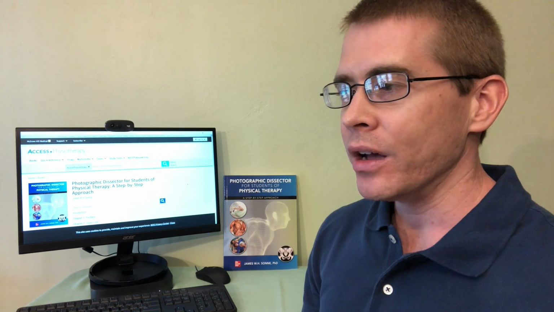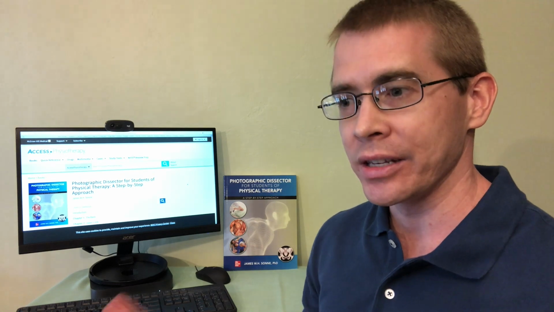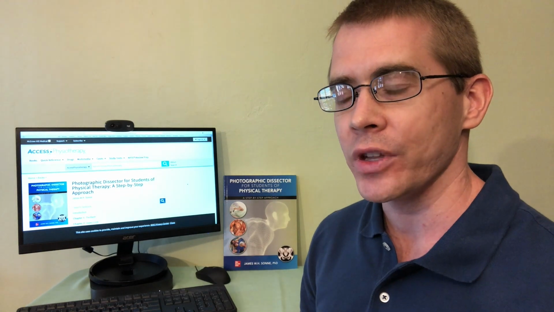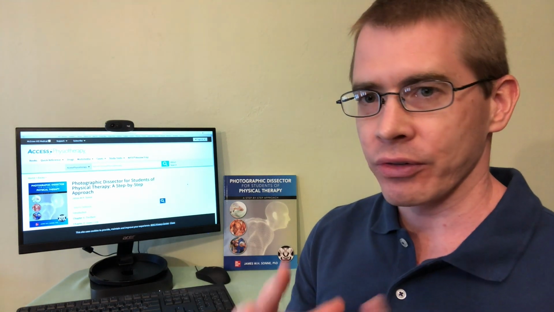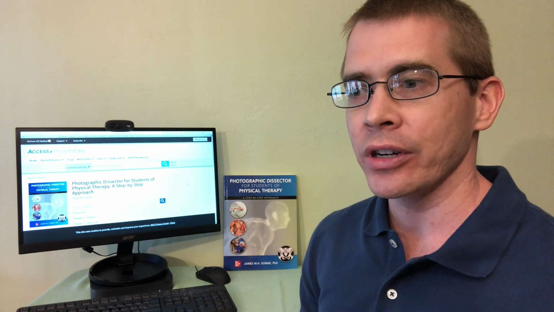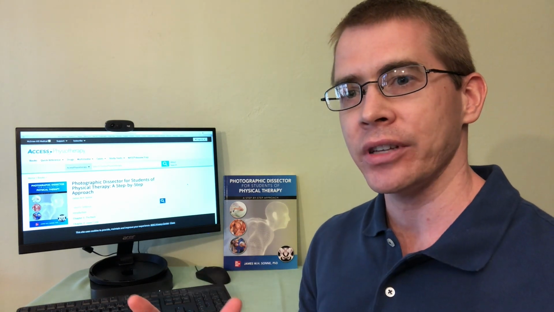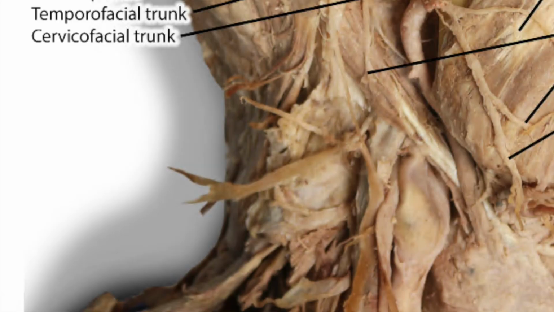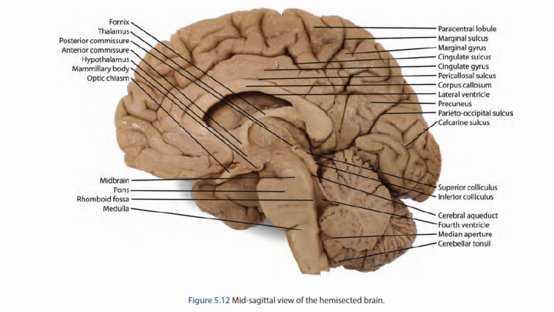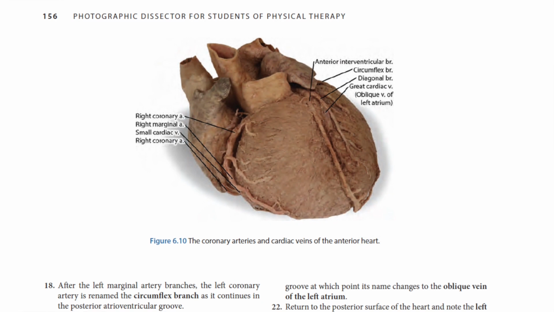Another unique aspect to this dissector, which is designed again for physical therapy students, is that it's divided into two different whole sections. The first focuses on the musculoskeletal system, and it aligns very closely with most kinesiology courses. Then the second half of the textbook jumps into the visceral dissection, starting with the head and neck into the brain, and then following the neck structures into the thorax, finally into the abdomen and pelvis.